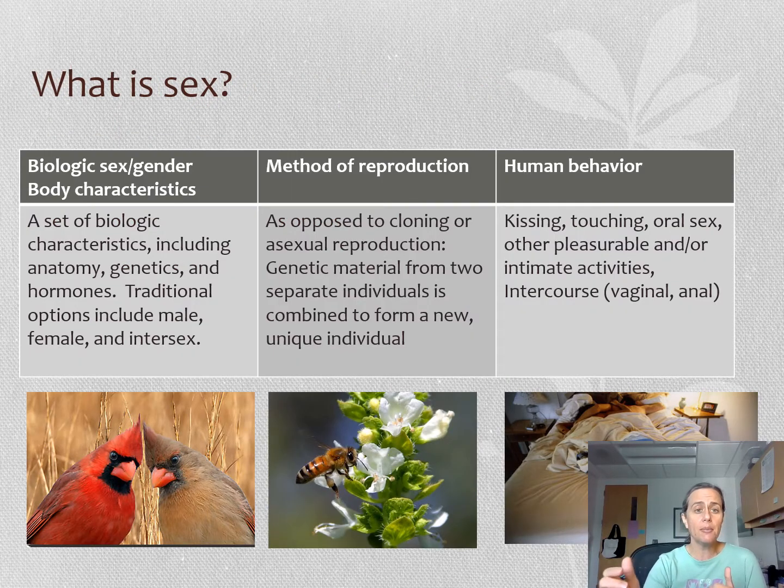All right, so in summary, sex could be your biologic sex, which is your body parts and chromosomes and hormones. It could be referring to a method of reproduction, or it could be referring to an actual human behavior. So there's three different possible interpretations of the word sex, and we're going to need to be really specific in this course as to what we're talking about.